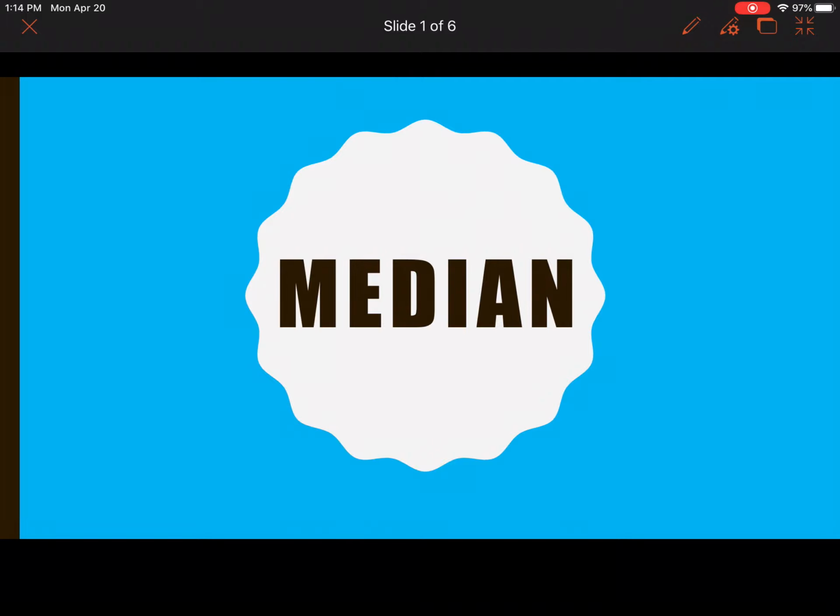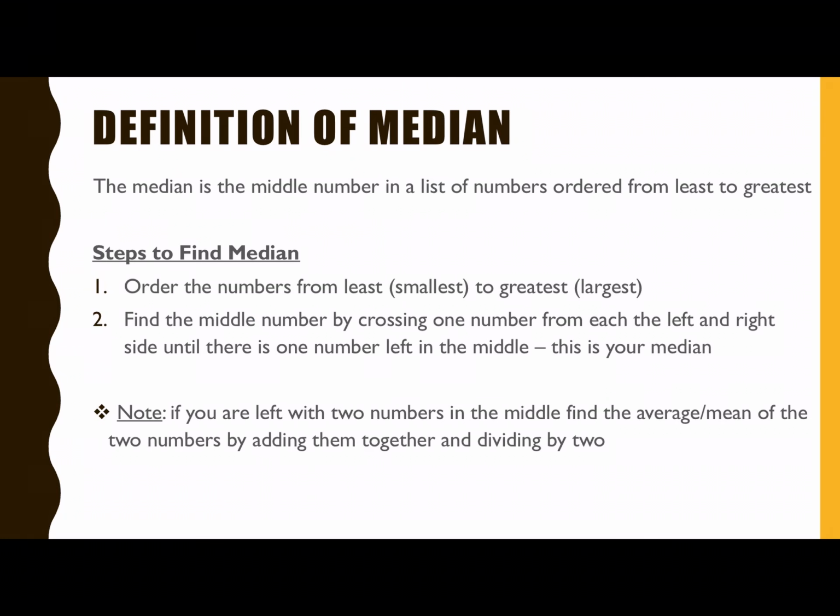So the next topic in statistics that we are going to talk about is median. We're first going to start off by looking at the definition and the steps that you are going to take to find the median of a set of data. So the median is the middle number in a list of numbers ordered from least to greatest.